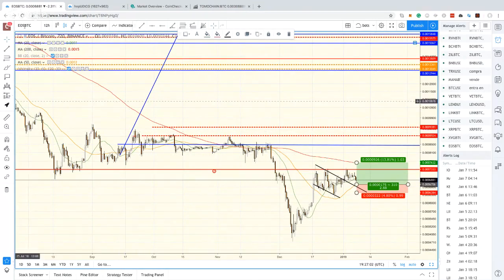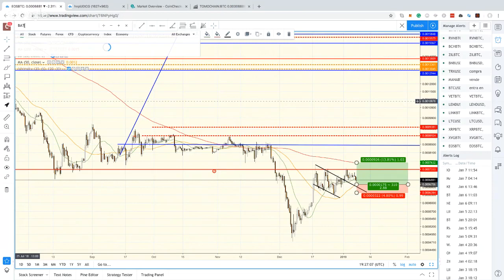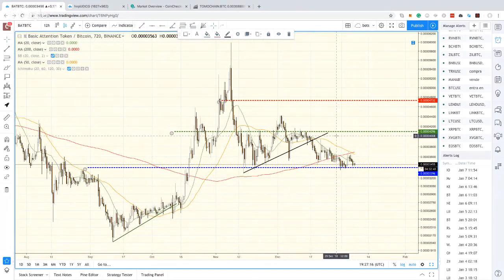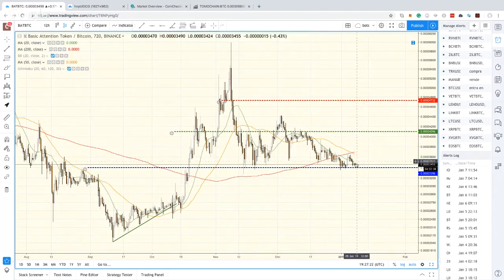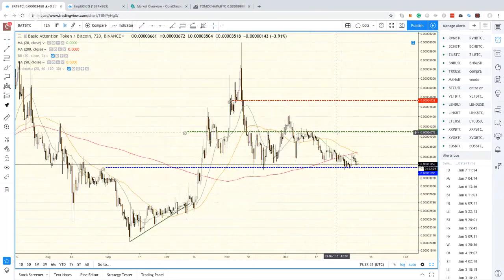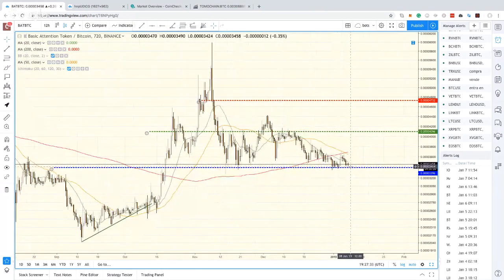Another request, it was BAT. This is one of the positions I reduced before the Bitfinex mess that happened today. And why? Just because the price is below the 20 MA, we have here a bearish cross in the 12-hour time frame. This one looks really, really choppy. We can say that it's gonna try to find support in this support line. Look how it found support here, here, and here on January 1st.